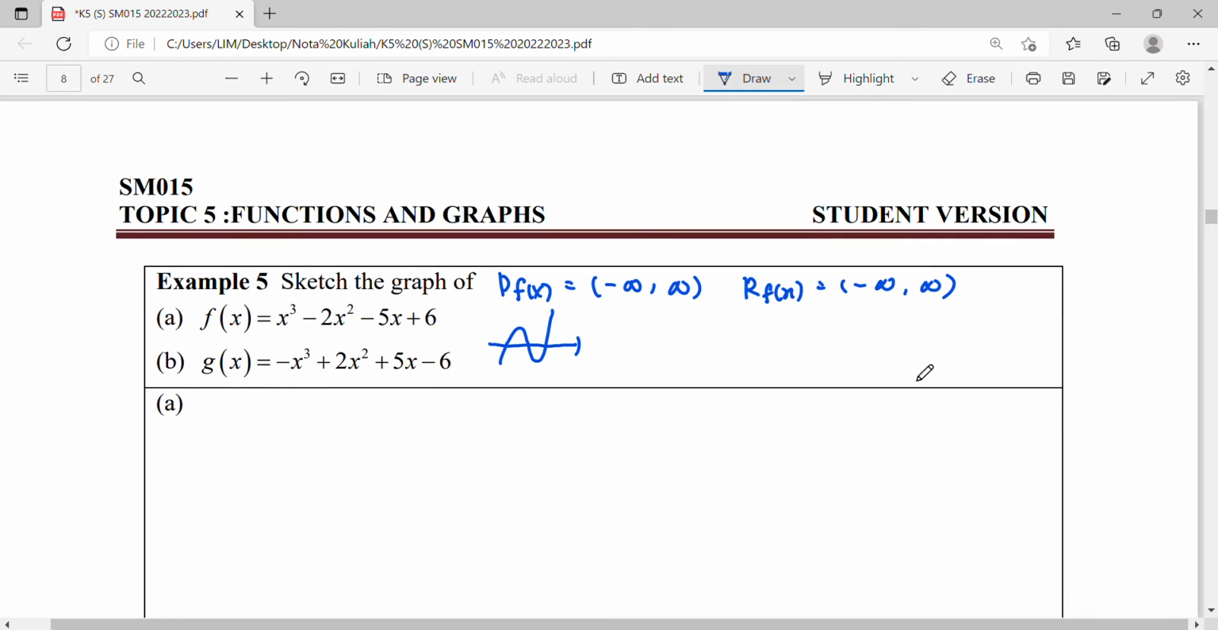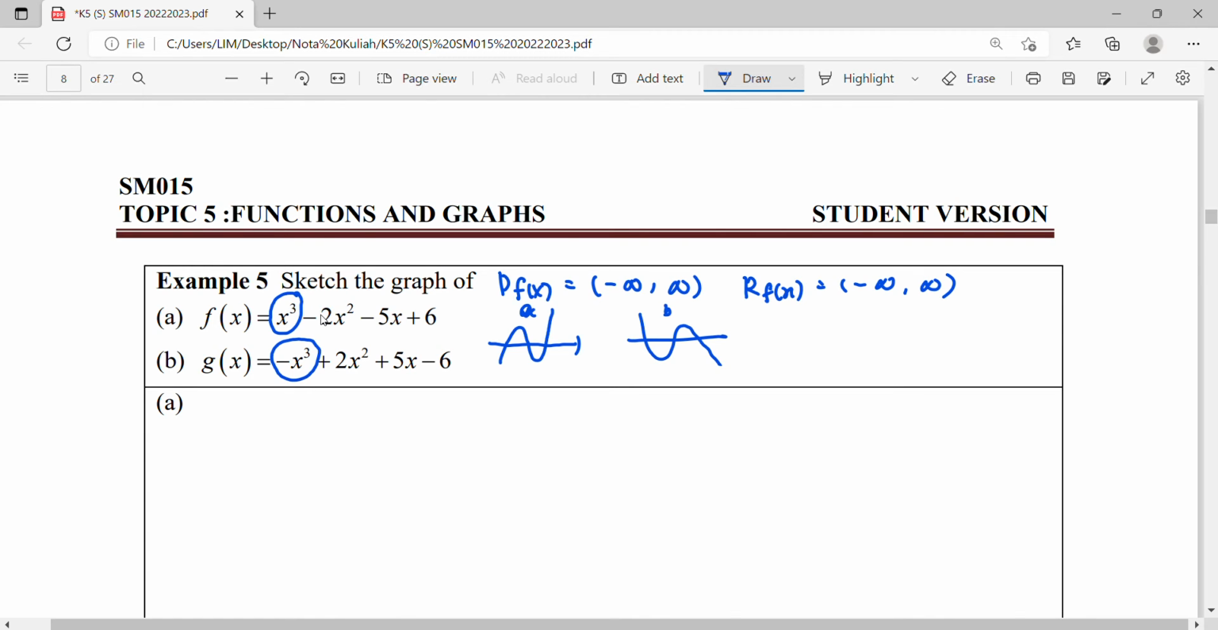So whether going up or going down depends on the coefficient of your x cubed. If your coefficient of x cubed is positive, it means it's going up. This is question A. You see the coefficient of your x cubed is negative, which means this is our question B. It will be a curved S shape going down from the left hand side to the right hand side.